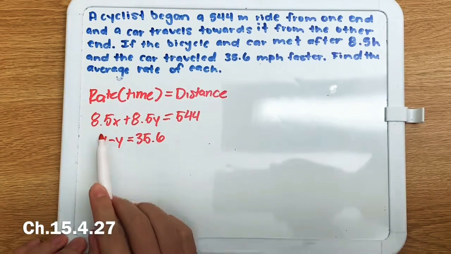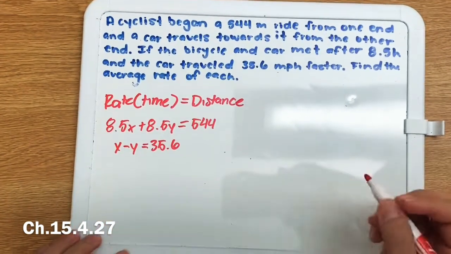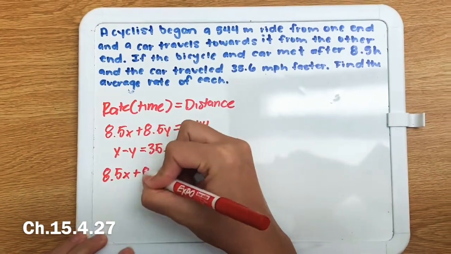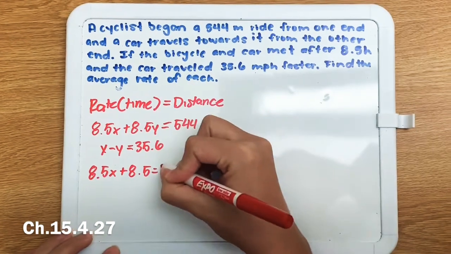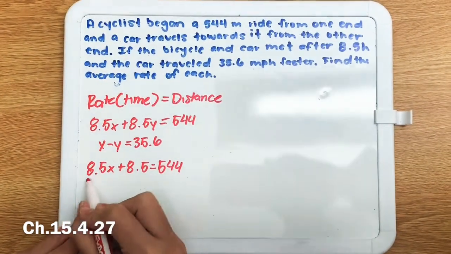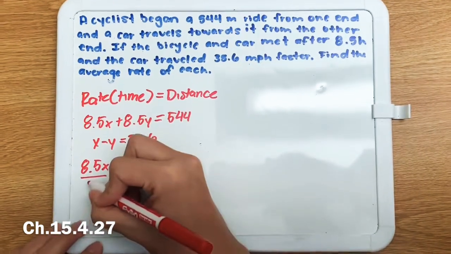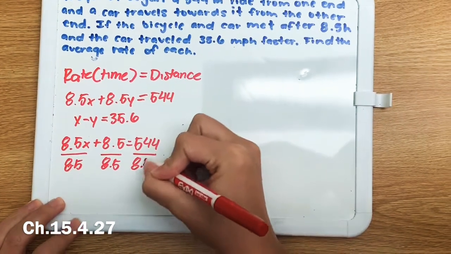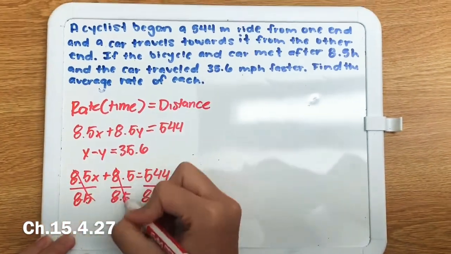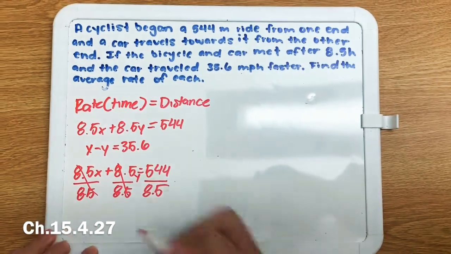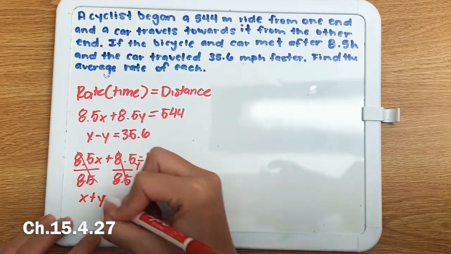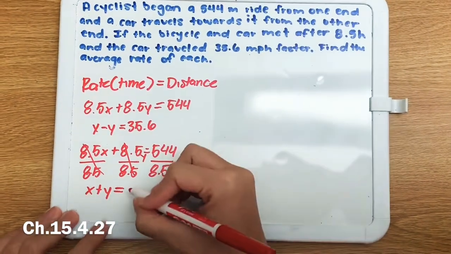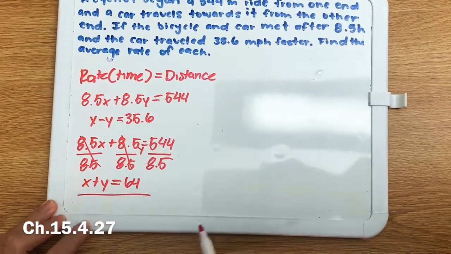So next we're gonna solve the first equation. We're gonna take 8.5x plus 8.5y equals 544, and we're going to divide each side by 8.5. So these two cancel out because they equal 1. Just add the y. And that'll leave you with x plus y equals, and 544 divided by 8.5 will give you 64. And this is our new first equation.